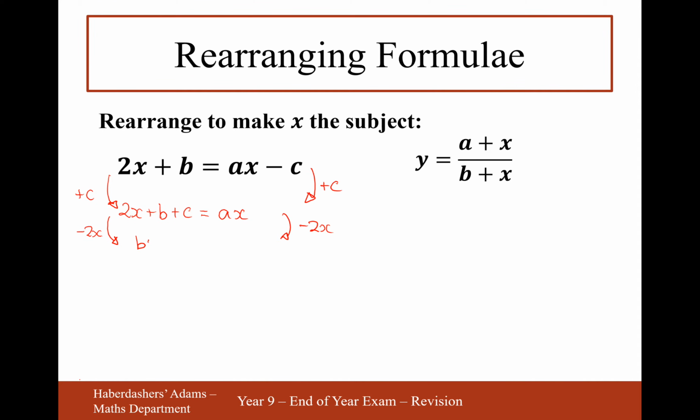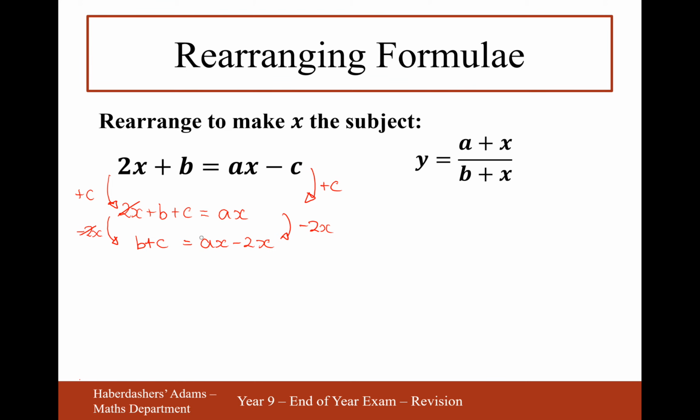So I'm going to get b plus c, so the 2x will cancel out on the left, equals ax minus 2x. So this is a really important point. What I've got at the moment is my x is on one side, and everything else that doesn't have an x in it on the other side.